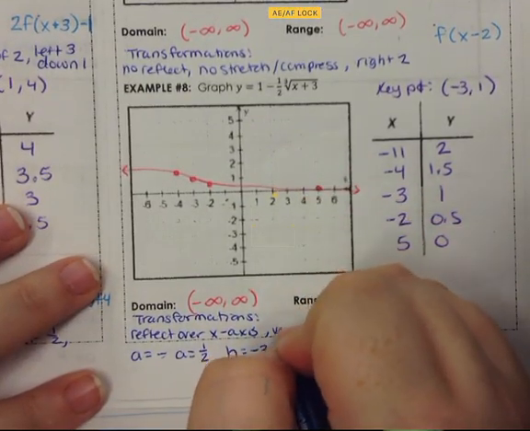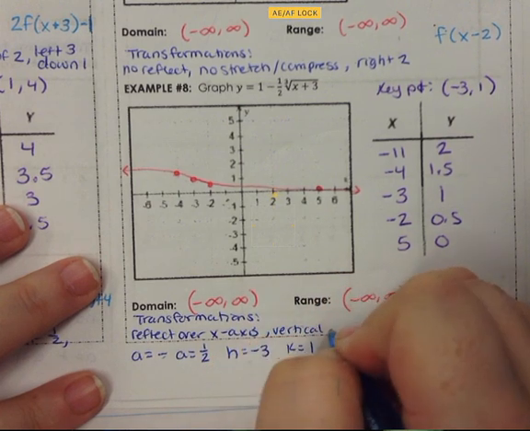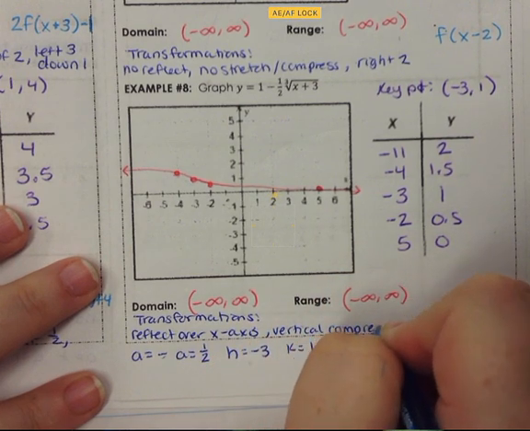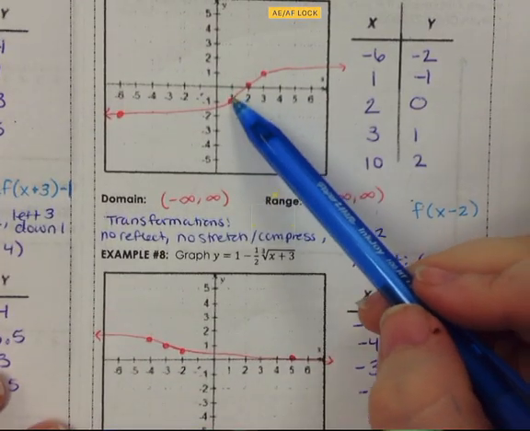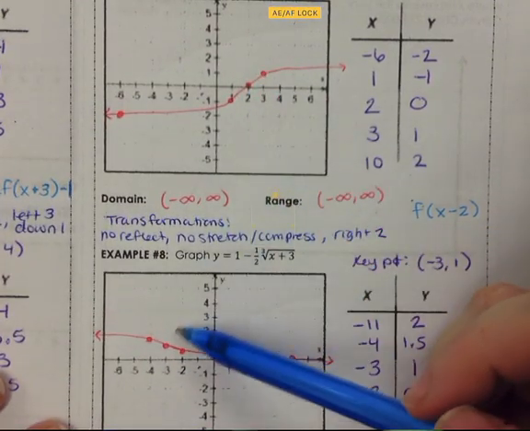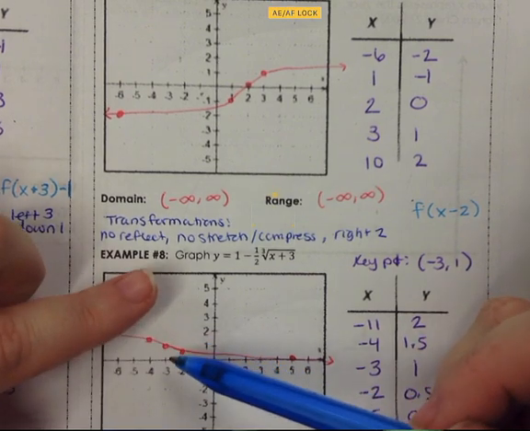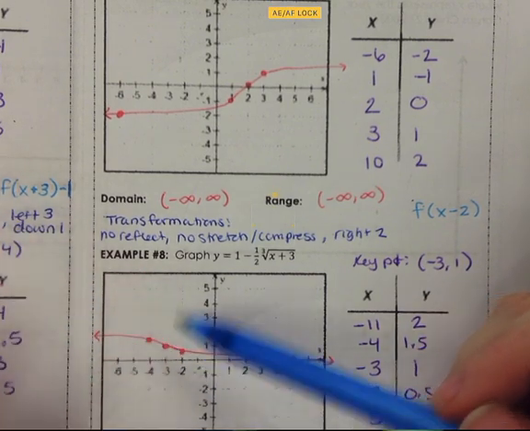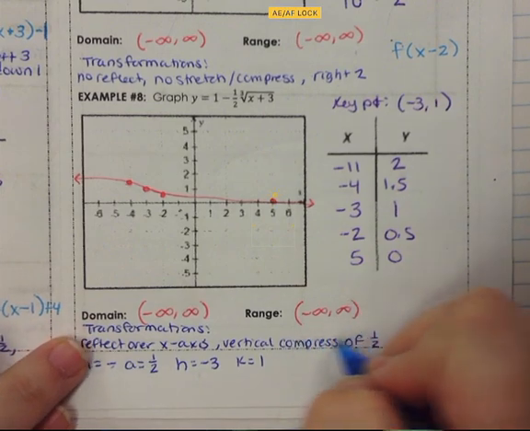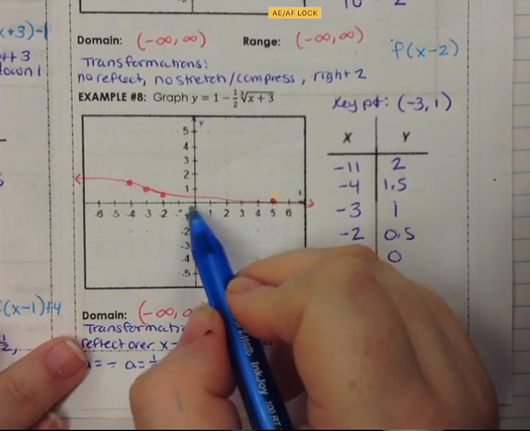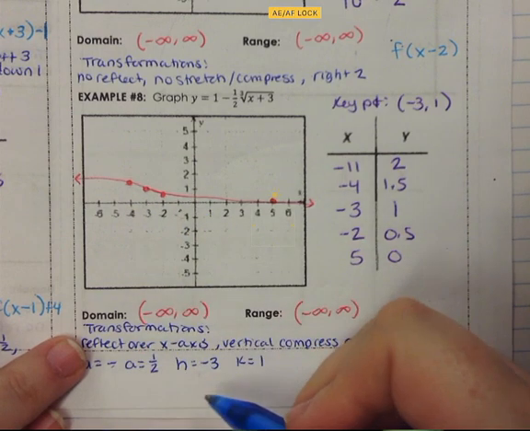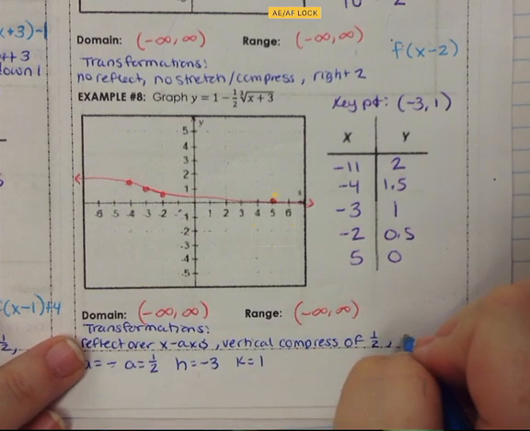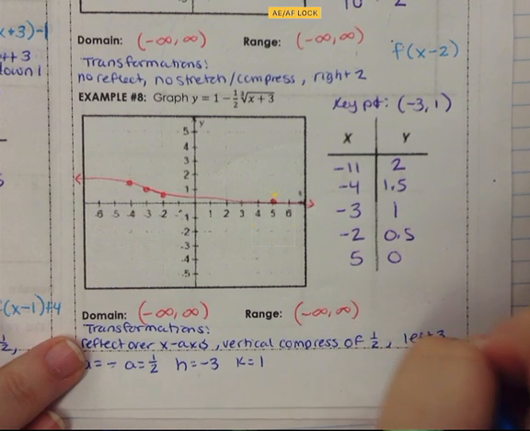This is a vertical compress of 1/2. And if you notice, because these were spaced out by 1 going up by 1, these are spaced out by only 1/2. They're 1/2 the vertical height now. And then you can see that from 0, 0, this middle coordinate went to the left 3 and then up 1. That's where the h and k come from. So left 3 and then up 1.